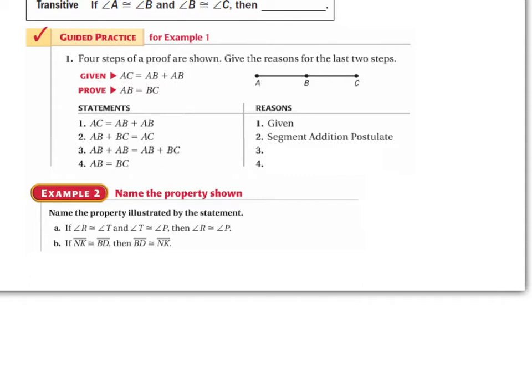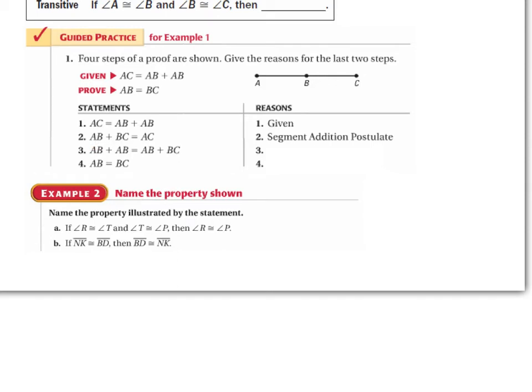Four steps of a proof are shown. Give the reasons for the last two steps. So given is that AC is equal to AB plus AB. So they're right here, okay? They're giving you this statement. So remember, in a proof, this is a two-column proof, statements and reasons. The first statement is always what is given. So you rewrite what is given and the reason is given.